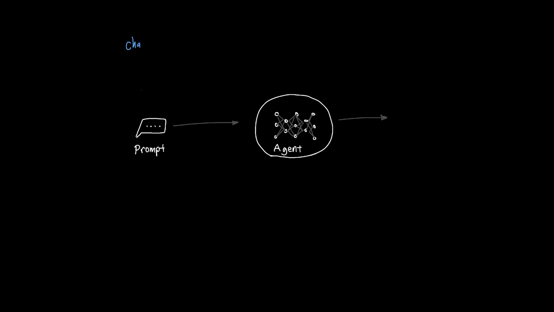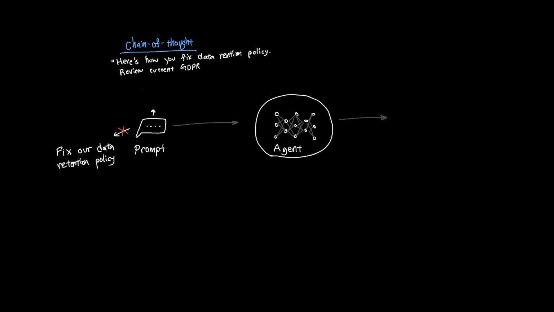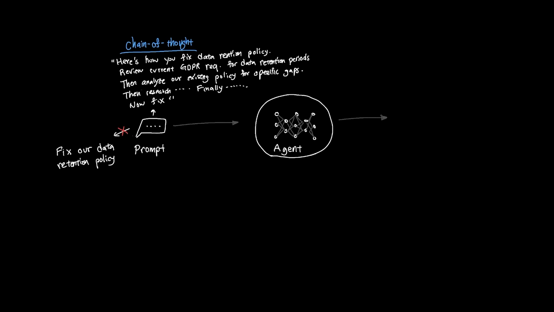And finally, chain of thought prompting is a style of prompting where you provide the model with a trail of steps to think through how to solve specific problems. For example, instead of prompting the AI agent with "fix our data retention policy," you might use chain of thought prompting to say, "Here's how you fix the data retention policy. Review current GDPR requirements for data retention periods, then analyze our existing policy for specific gaps, then research industry best practices for similar companies, and finally, draft specific recommendations with implementation steps. Now, fix our customer policy."